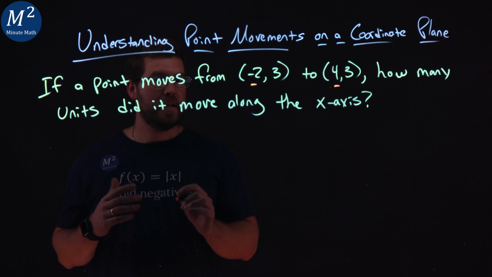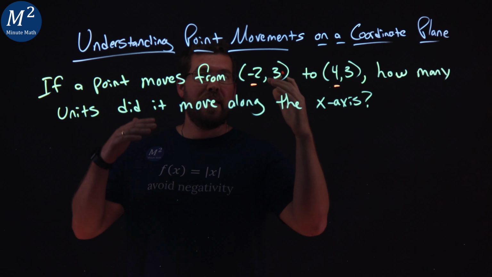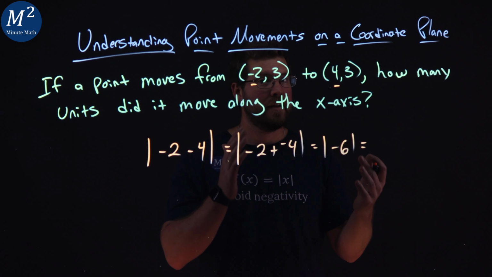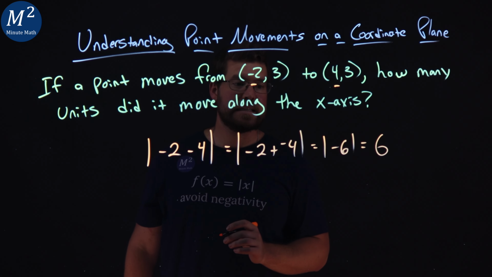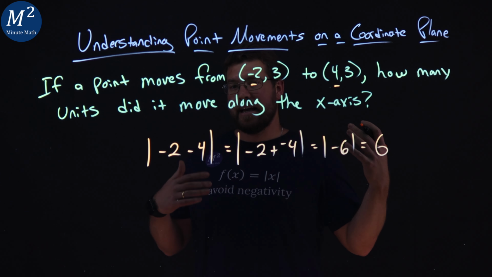So what we can do here is find the difference between the x values of these 2 points, and then take the absolute value. So we have the absolute value of -2 minus 4. Well, that's the same thing as the absolute value of -2 plus -4. -2 plus -4 is -6. And the absolute value of -6 is +6. And so the point moves 6 units along the x-axis.